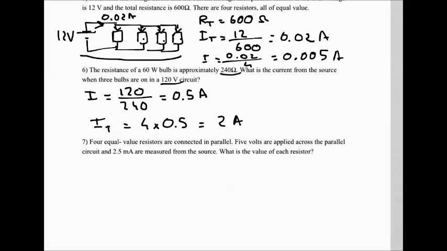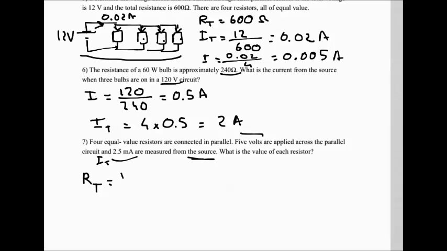Now, question 7, 4 equal value resistors are connected in parallel. So again, we are back to that same 4 equal value resistors connected in parallel. 5 volts are applied across the parallel circuit and 2.5 milliamps are measured from the source. What is the value of each resistor? But this time you're given the voltage and the current, so it is with the current from the source, which is IT. So if I know IT and the voltage, I can calculate RT.